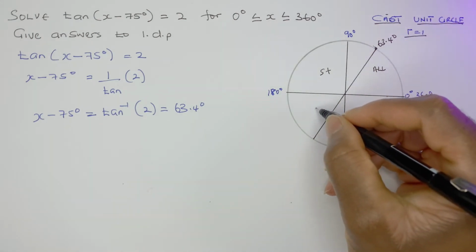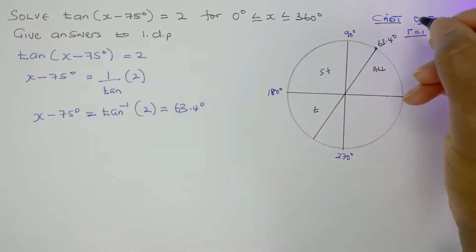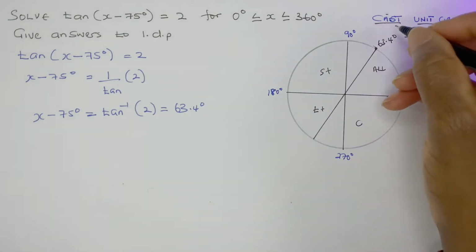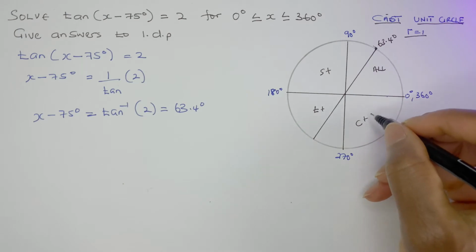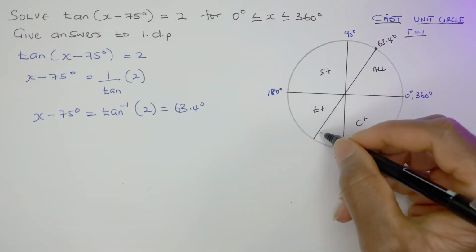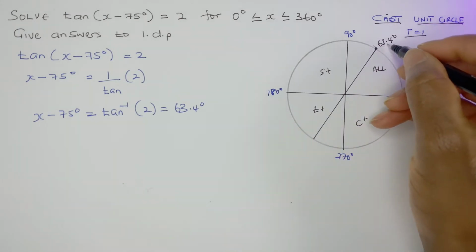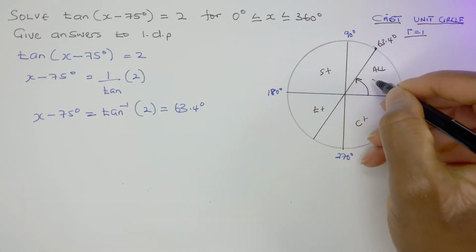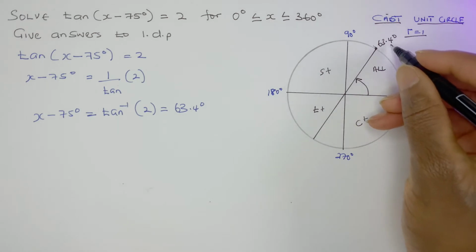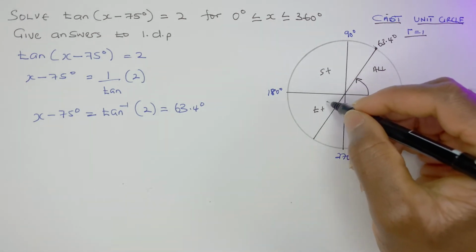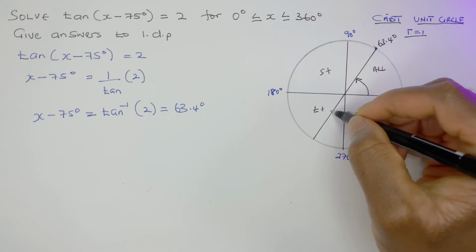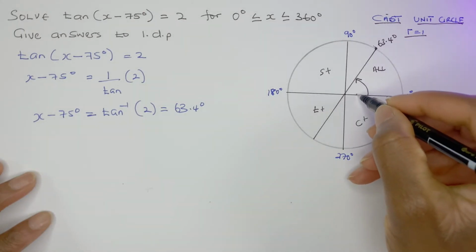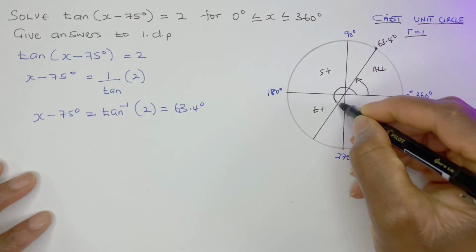Here, tan is positive. That's what T stands for. And here, cos is positive. That's what C stands for. All is positive here, and tan is positive here. So to go from 0, I'm getting 0 to 63.4, that's needed. And also to go all the way to here, we're adding 180.